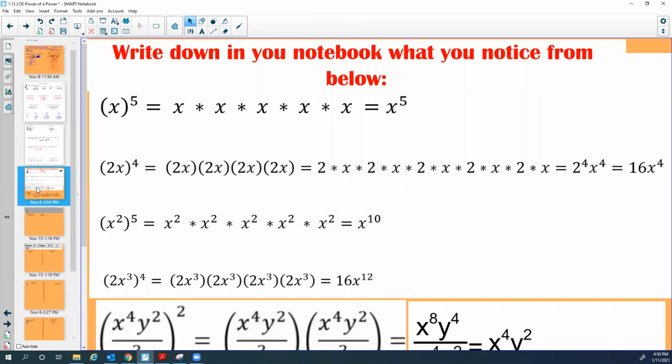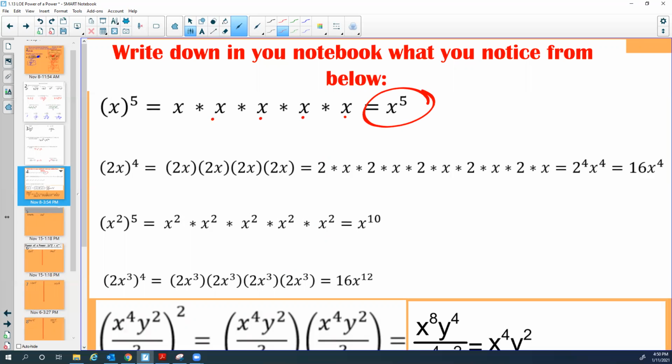All right, so now let's go ahead and get into this new rule we're talking about today. Before we can do that, let's take a look at these solved out exponents. You do not need to write this down. So x to the 5 power. Notice that means that I have x times x times x times x times x, which is just the same as x to the 5th.